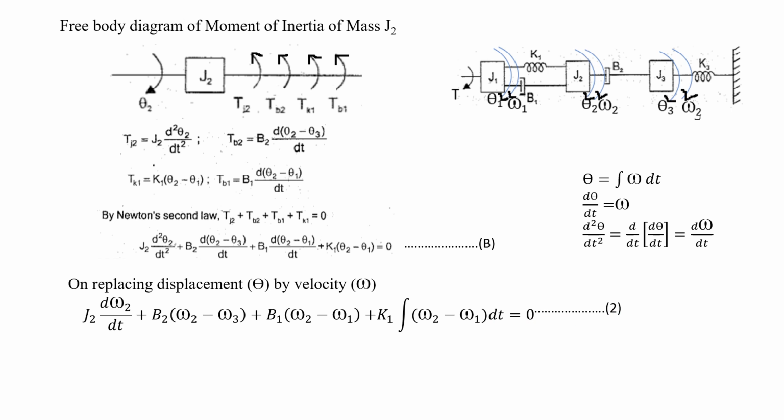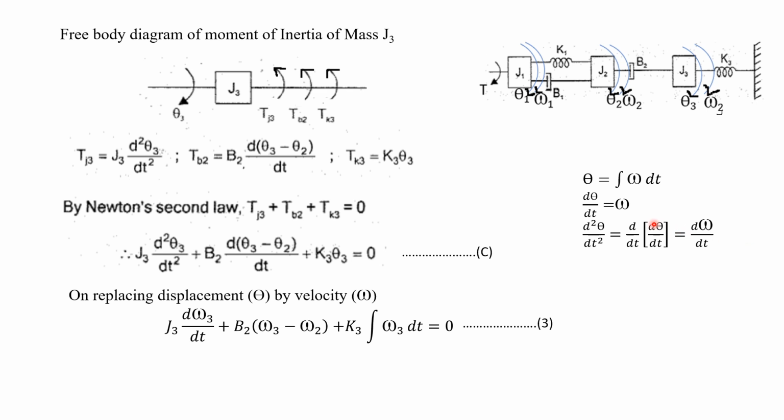Now similarly we are going to find the free body diagram for the moment of inertia of mass J3. To draw the free body diagram, first we have to draw this mass J3. Then on the left side as well as the right side, we have to put a line. On the left side we have to represent the input as well as the output. On the right side we have to represent all the opposing torques.